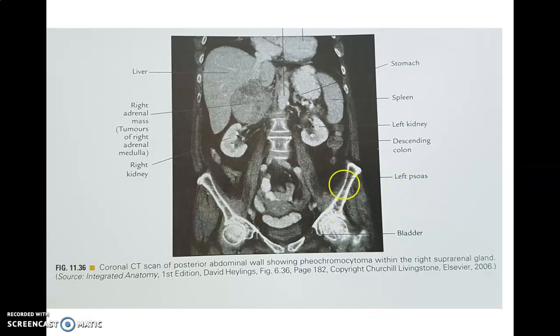This image shows pheochromocytoma. This is the tumor of the right suprarenal gland or the mass is seen. Signs and symptoms are produced due to burst of the epinephrine and norepinephrine. Clinically, it represents as hypertension, palpitation, headache and excessive sweating with pallor of the skin.